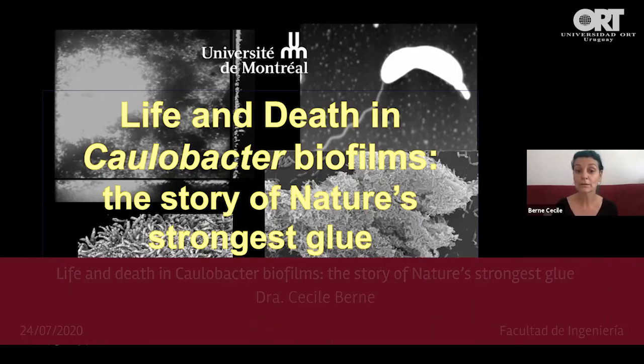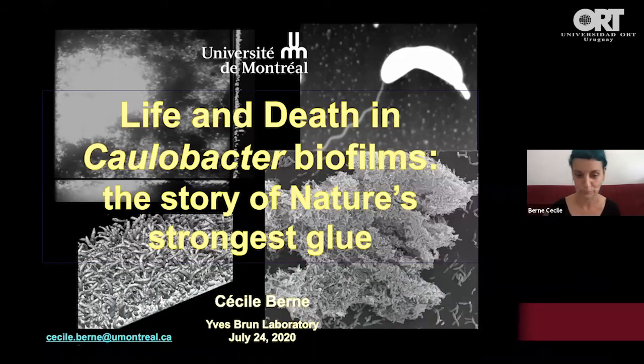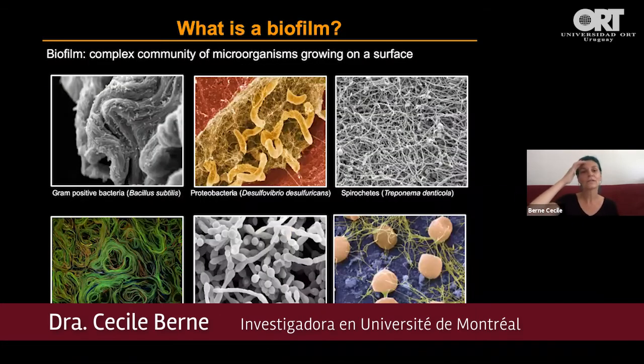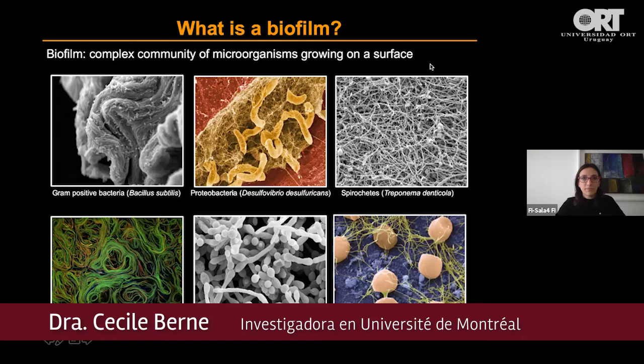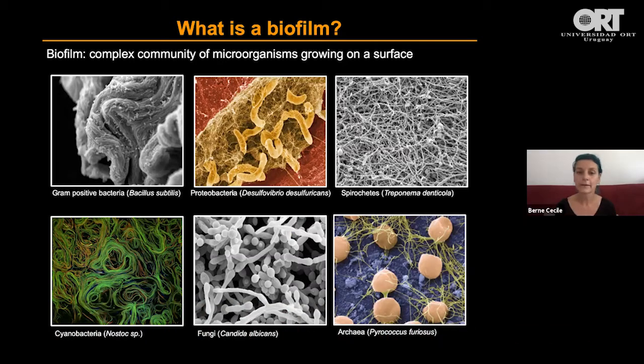I'm going to talk about how the bacterium Caulobacter crescentus adheres to surfaces and forms biofilm. And the way it does that is thanks to nature's strongest glue. So let me first tell you what a biofilm is. What we call biofilm is a complex community of microorganisms growing on a surface. Bacteria can form biofilm, but it's also the case of fungi or archaea. We are going to focus on bacteria today.